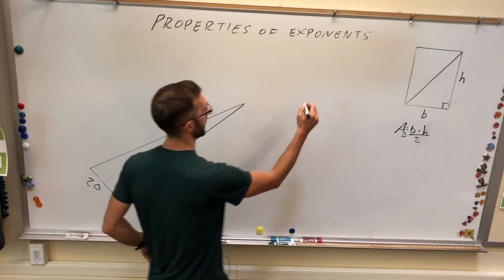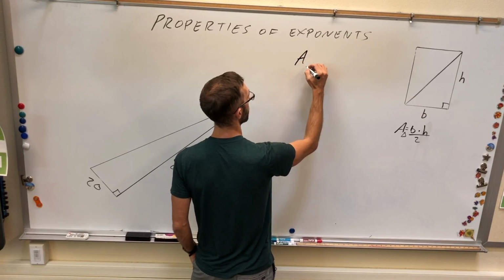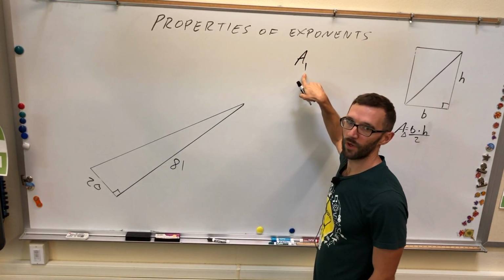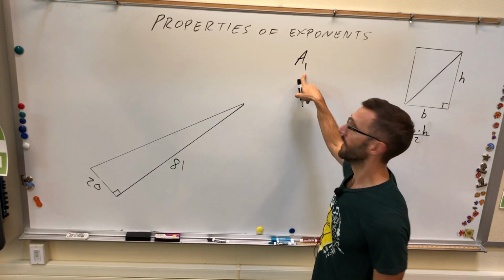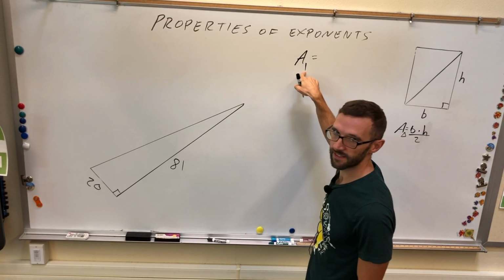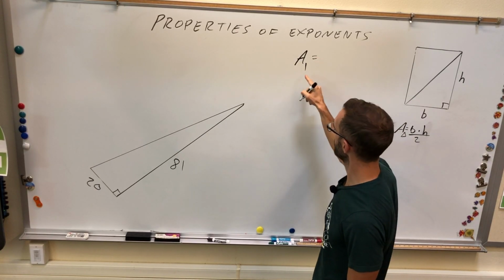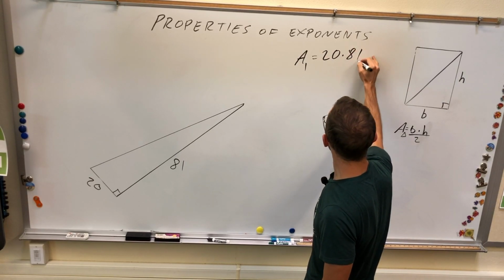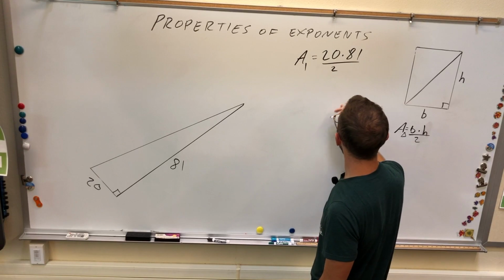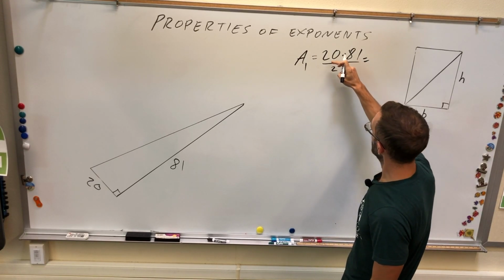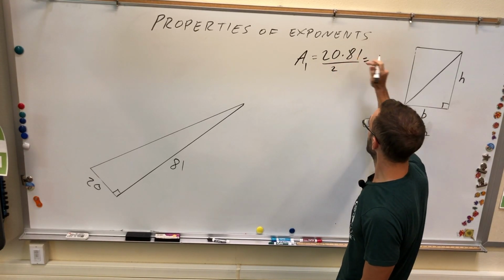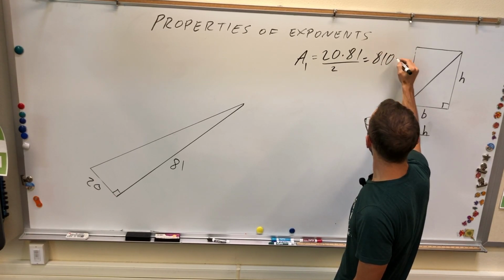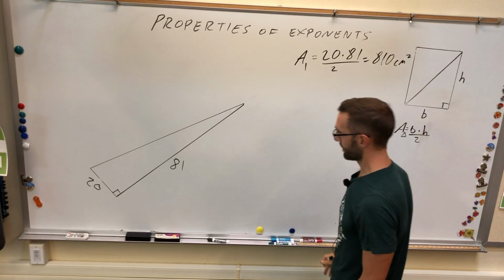So if we're talking the area of this triangle, I'm going to put this little subscript 1 to say this is the first area. It doesn't do anything, it's just like that's the first triangle. Base is 20, height of 81 all over 2, which is going to give us, let's see, 20 divided by 2 is 10 times 81, so 810 centimeters squared.